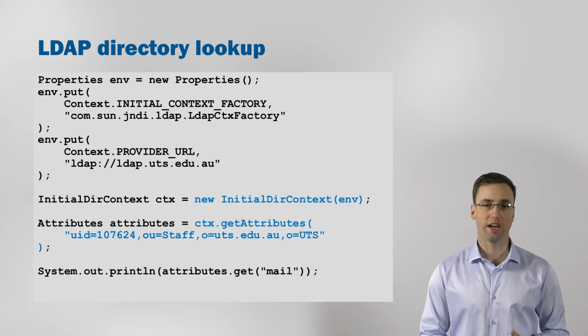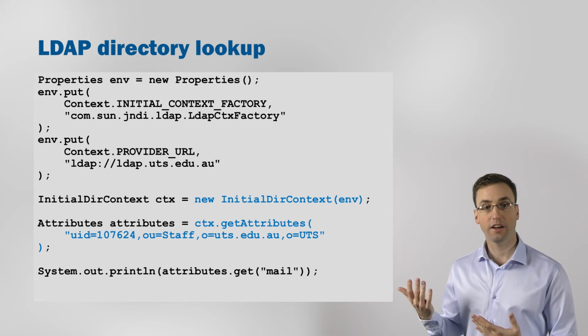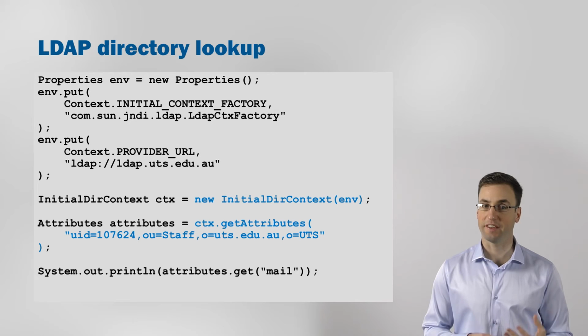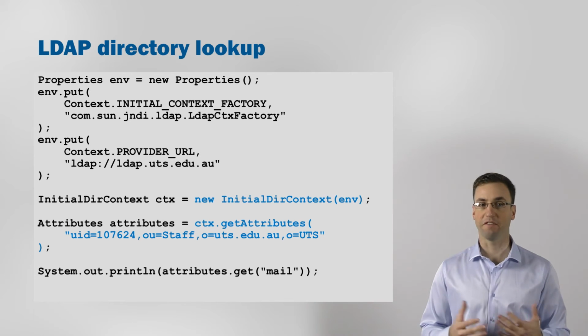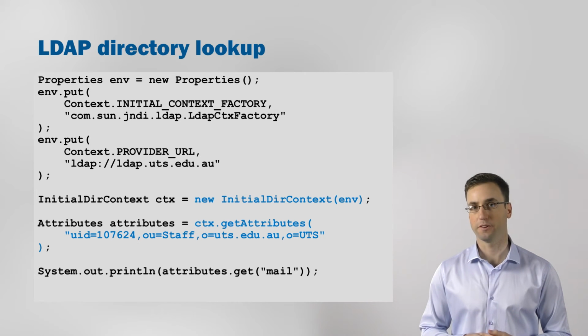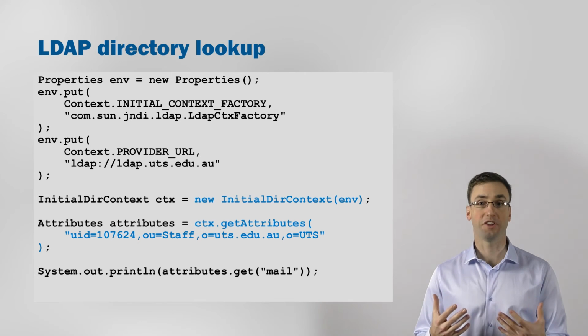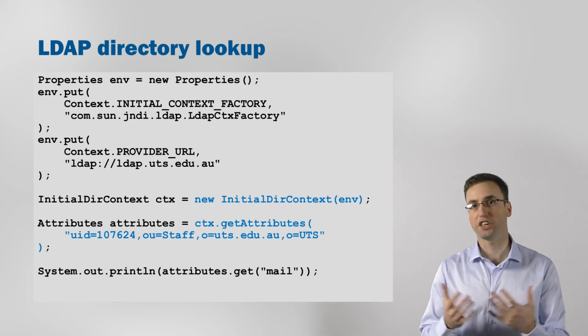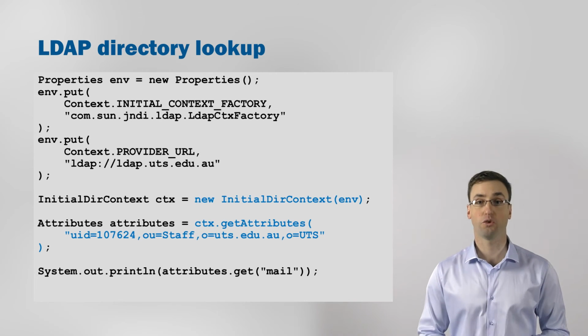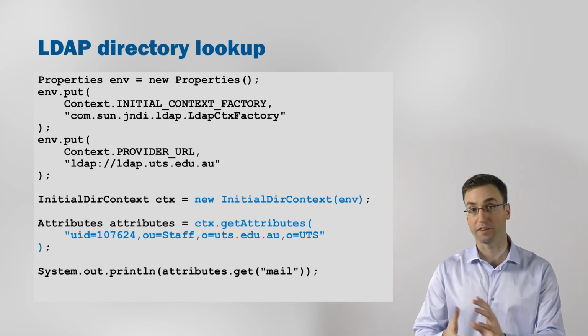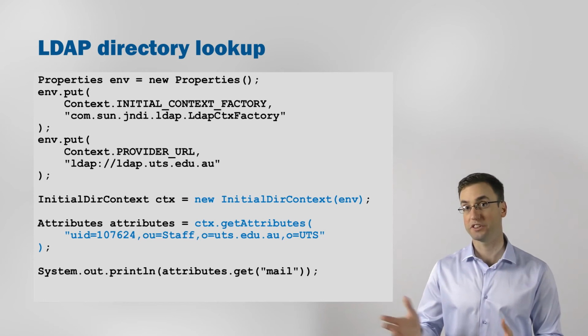We can use JNDI to do LDAP lookups. Here, I'm querying the UTS staff LDAP server to get the email address of the staff member who has staff ID 107624. We can also use LDAP to perform searches, such as searching for all staff with the surname of Johnston. LDAP can even be used to authenticate passwords. This is handy when you're developing internal systems for large organizations, but it's beyond the scope of this subject.